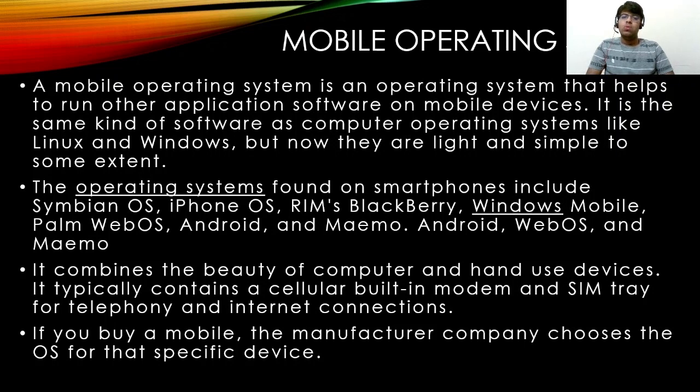Now, the benefit of a mobile operating system is that it combines both the beauty of computers and hand-held devices and provides us with a cellular built-in modem and SIM tray for telephony and internet connections. But the downside of using a mobile operating system is that the manufacturing company who manufactures your device chooses the operating system for you, whereas in the case of Windows operating system, the user is free to use his own operating system.